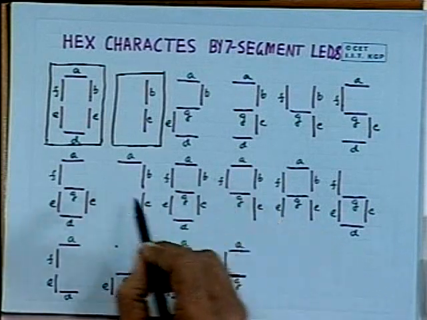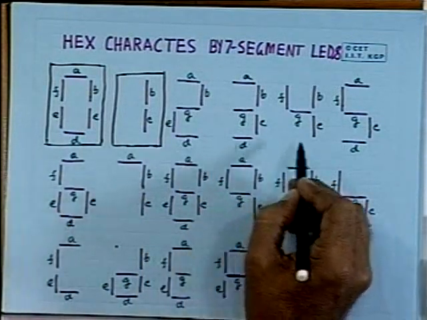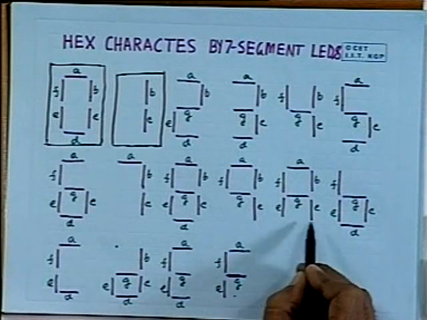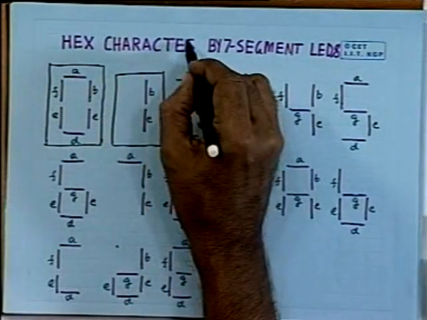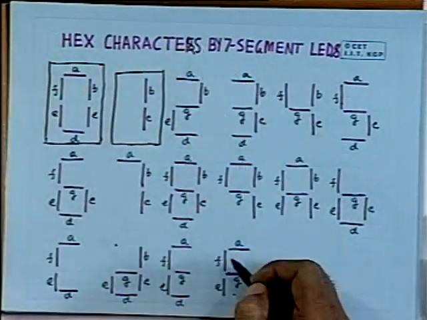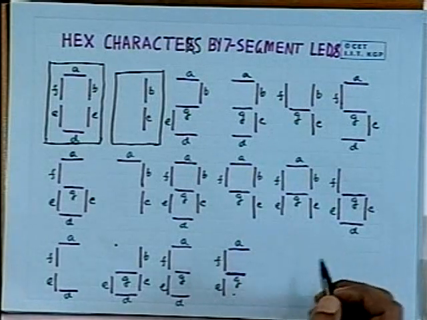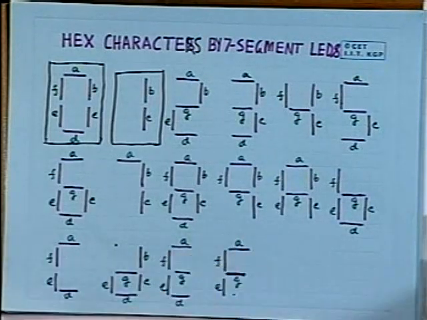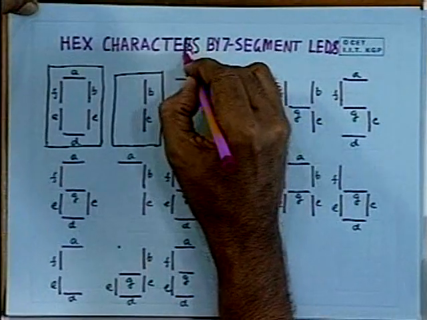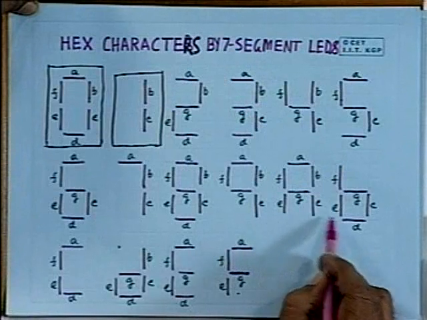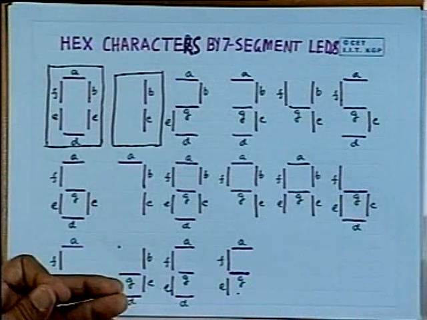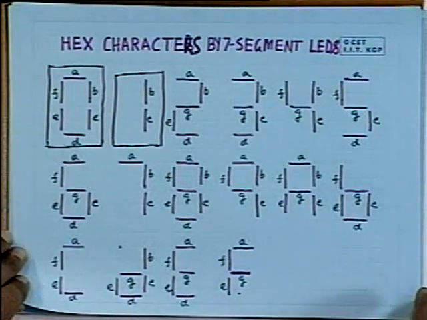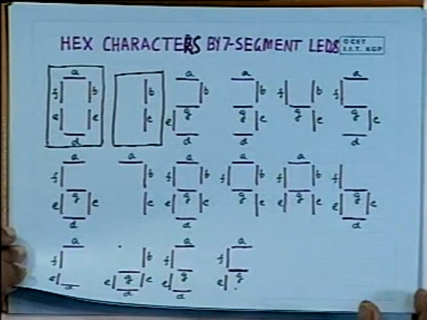So, in this way, as you can see, 0, 1, 2, 3, 4, 5 up to F, A, B, C, D, E, F, all the hex characters can be displayed with the help of 7 segments. So, the 7 segment LEDs can be used not only for the decimal numbers, but for the hex characters like A, B, C, D, E, F, including 0 to 9. And in most of the simple equipments, these hex characters are used to display the information to the user.